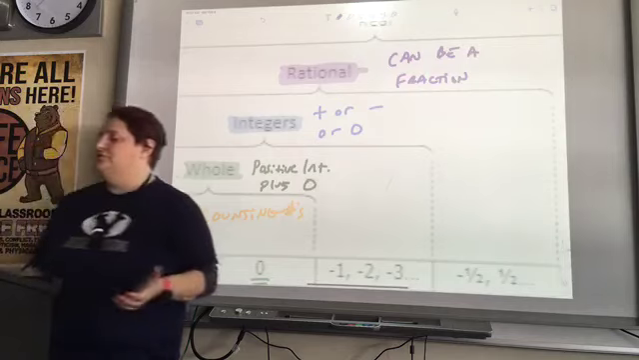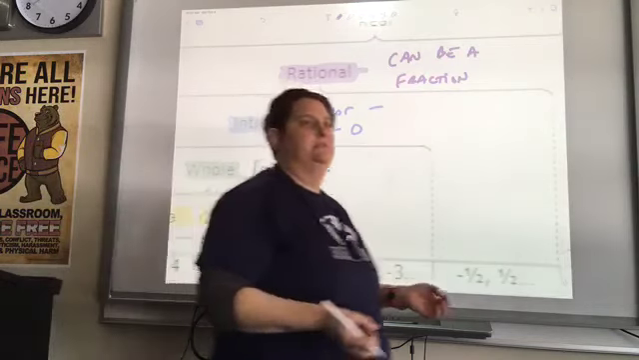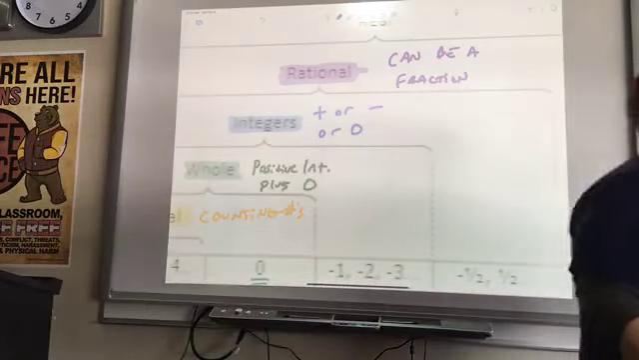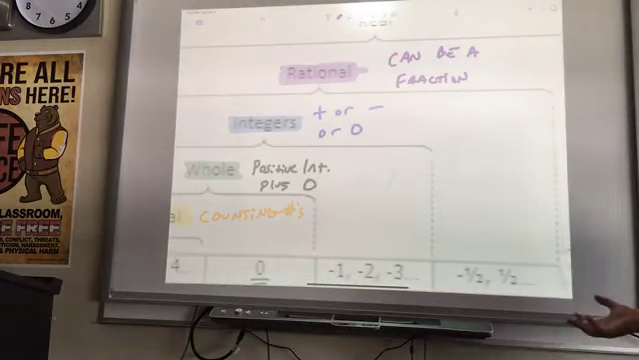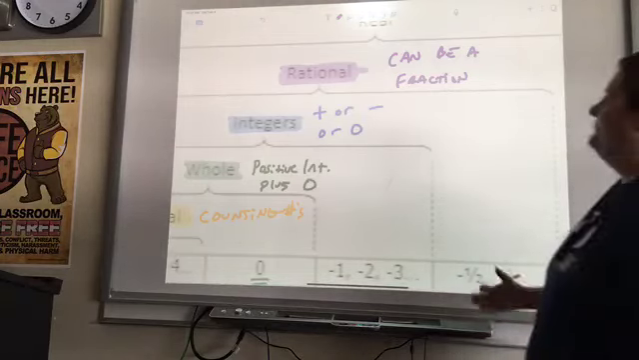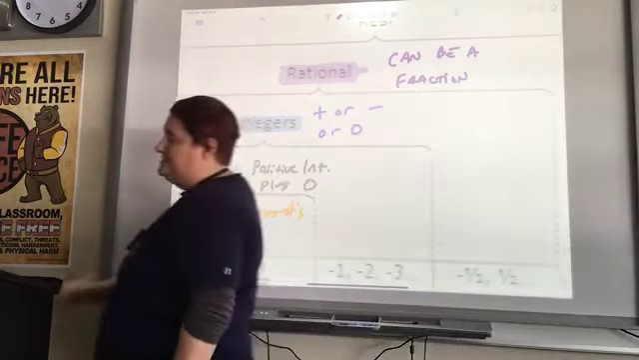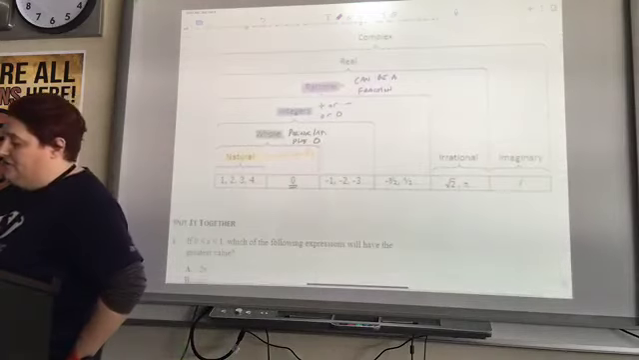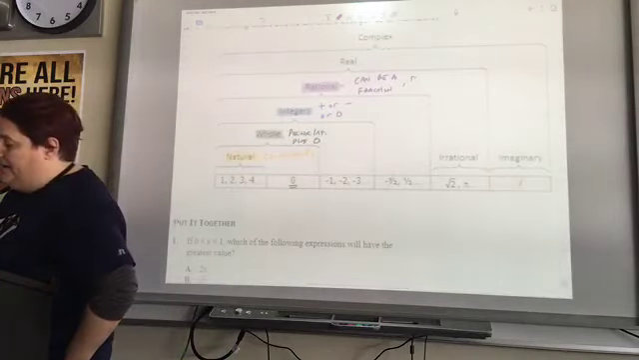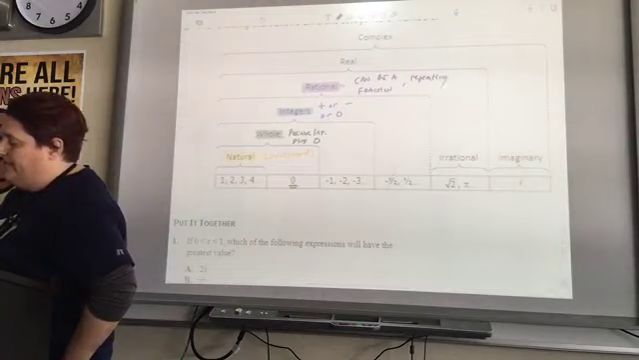Now, all integers are rational because, guess what? The number 7 is 7 over 1. So that's still rational. I can make it into a fraction. So any fractions are rational. Things that we can make into fractions also, guys, are repeating decimals. That's the big one.